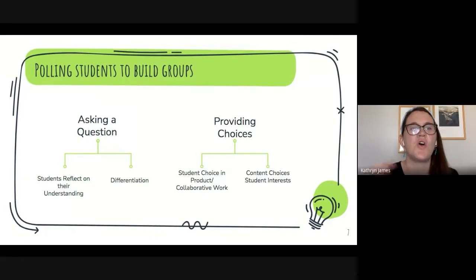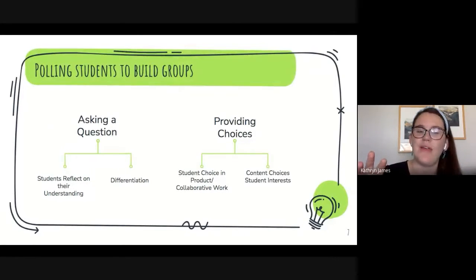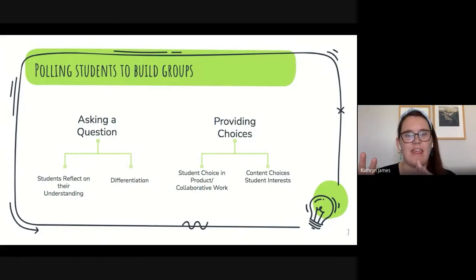Another way to do this is, which are you most interested in learning about in the wetlands today? Are you interested in learning about pollution, species? Are you interested in learning about history over time within Albuquerque? I can provide choices even within the content my students are learning, but also in the product.